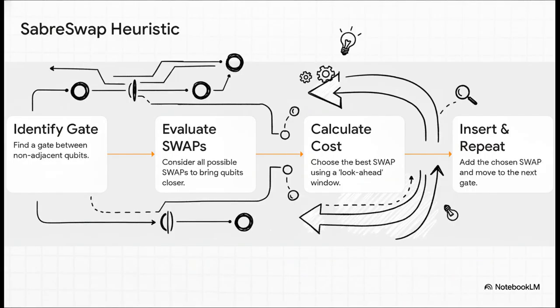So how do these shortcuts work? One of the most important ones is called SABRE swap. First, it finds a gate that's stuck, one that needs to connect 2 qubits that aren't neighbors. Then it looks at every possible swap it could perform to bring those 2 qubits closer together. But it doesn't just pick the most obvious one. It has a look-ahead window, so it's playing a bit of chess, thinking a few moves ahead to pick the swap that helps out not just now, but for the next few gates down the line. It picks the best one, inserts it, and then just repeats the process.